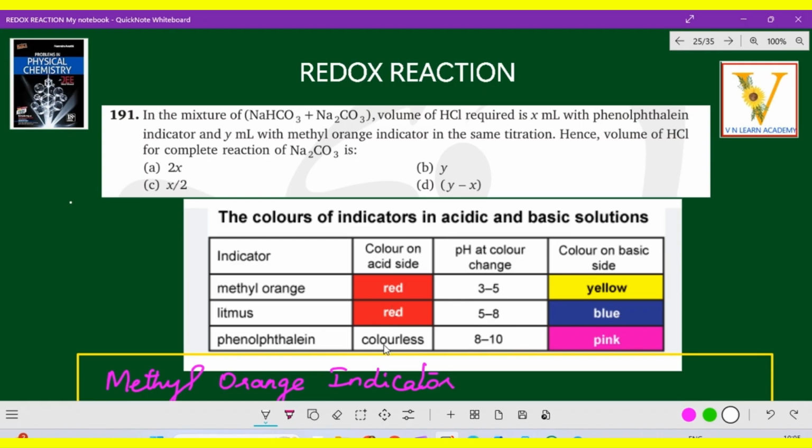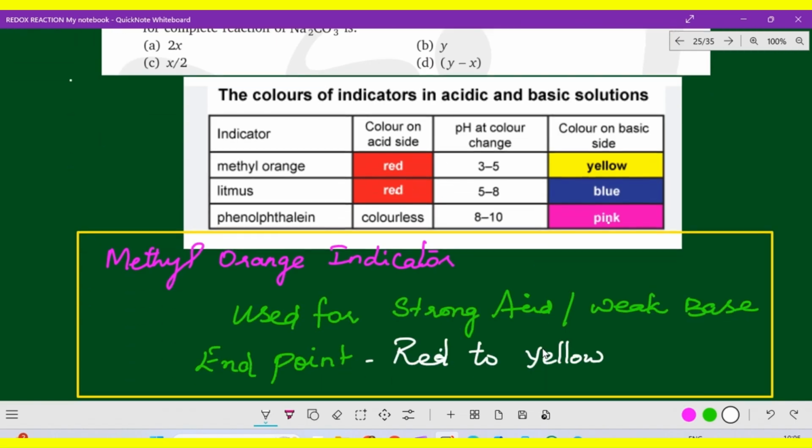And phenolphthalein indicator is colorless when you add it to acid. The pH range is 8 to 10, so it is for a weak acid but a strong base, with a pink color. So the pink color appears when it is on the basic side. Okay, I hope you got the clarity about this one. Still, I would like to give some more points.